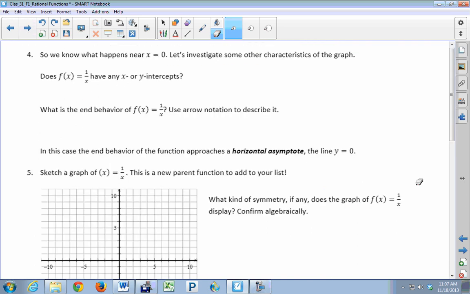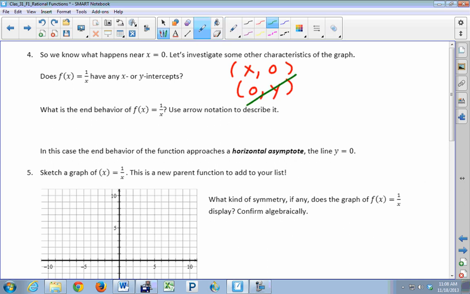All right, so let's see. I forgot about the x and y intercept. So what does an x-intercept look like? It's some value of x that makes y 0, and our y-intercept is x equals 0, and you have some value for y. Well, we've already talked about the fact that we can't have any y-intercept because x cannot equal 0. So what about the, did I say that right?